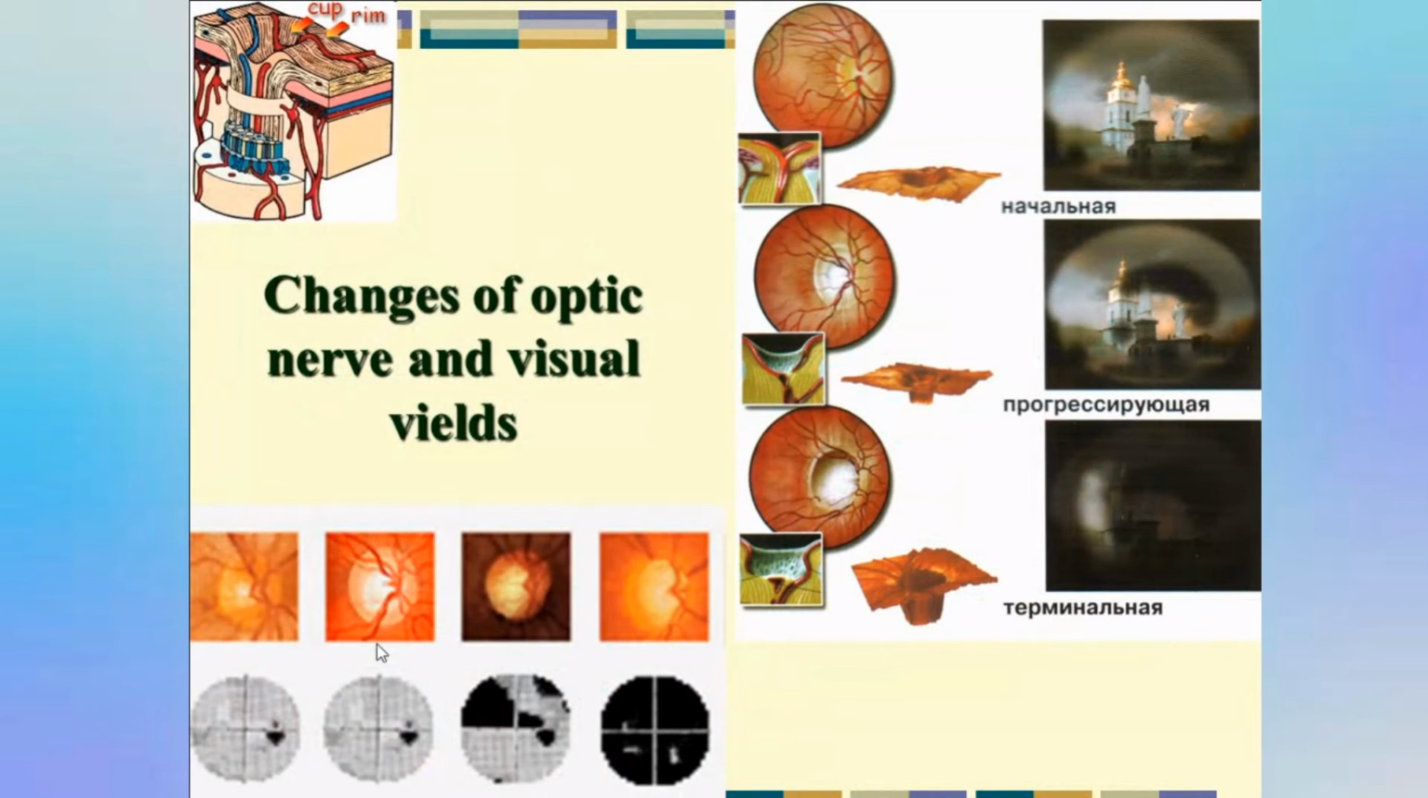Okay, let's speak about changes of the optic nerve and visual field. Look at this picture. Here, just the first stage, a bit of increase in the size of the blind spot, and here you see excavation a bit increased. Here you see the big excavation, and the visual field becomes worse. Here excavation becomes bigger and visual fields worse, and you can see just pieces of visual field, and here we have total excavation.